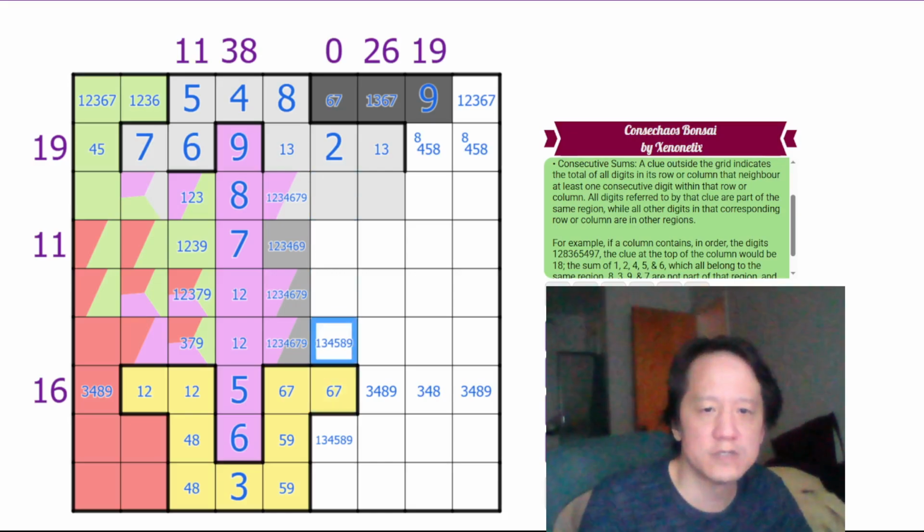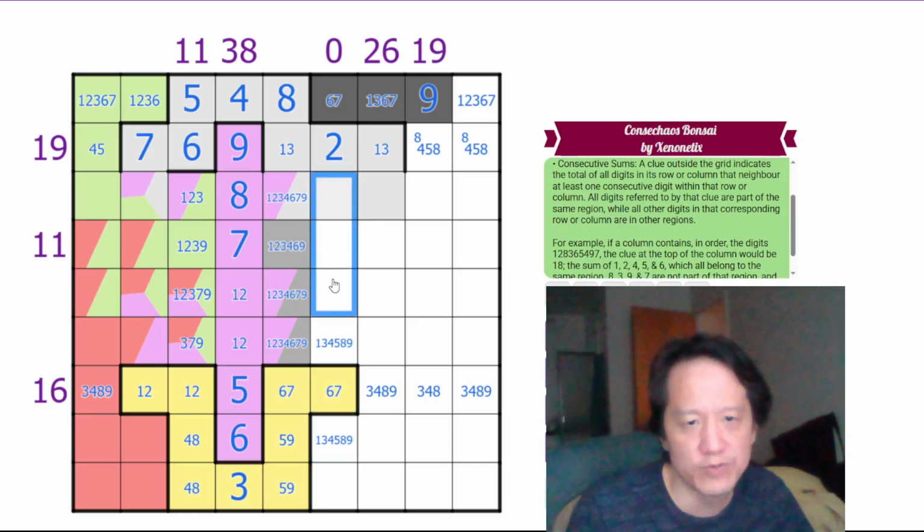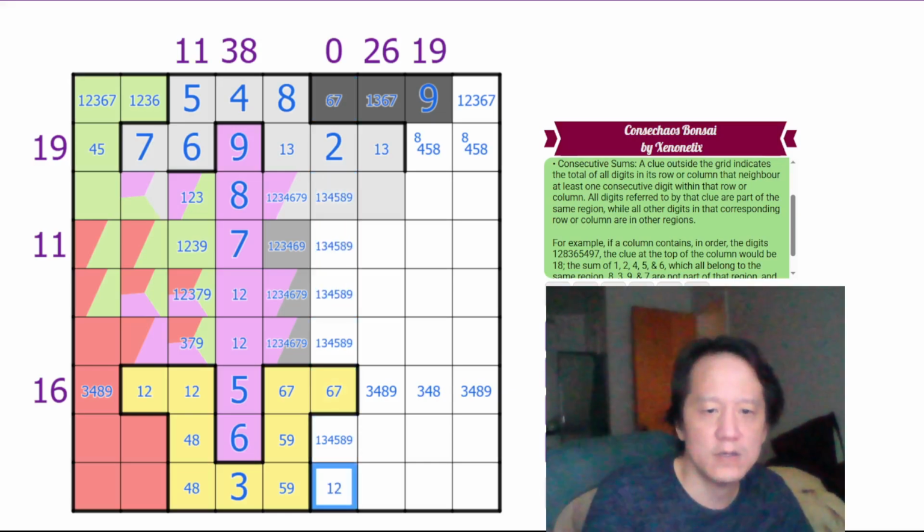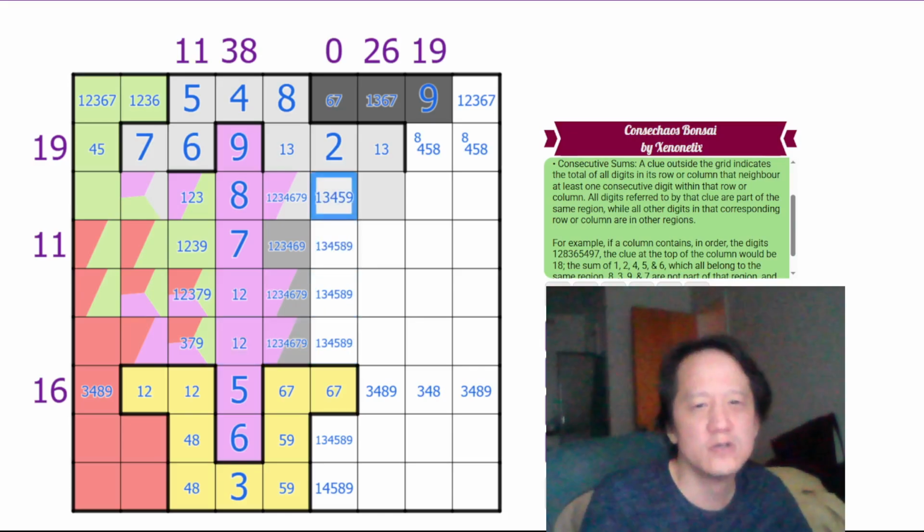Oh, this is a 6, 7 pair here in column 6. So the rest of this is 1, 3, 4, 5, 8, 9. This can't be 3 because of this 3. This can't be 8 because of this 8.